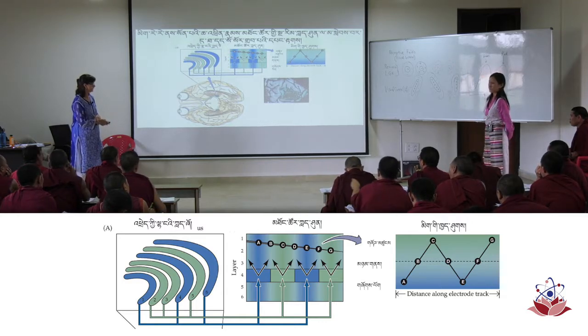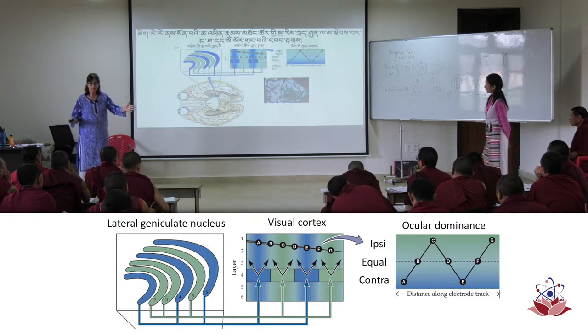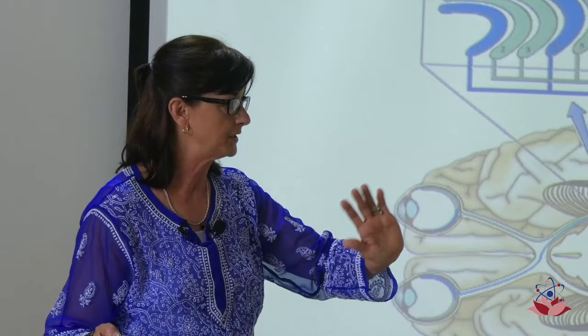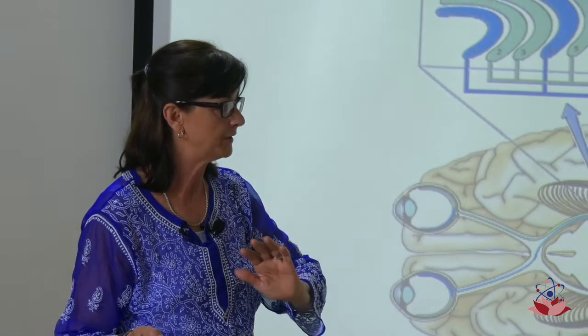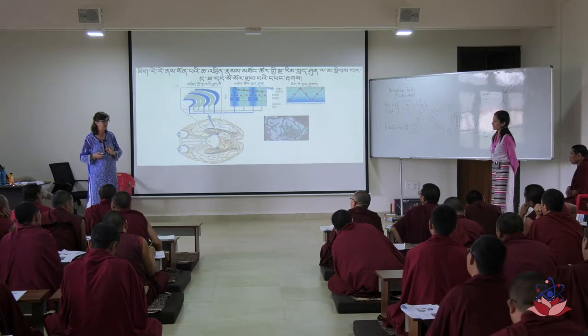And so I could do the same experiment with the first 3 rows of monks that I did for orientation selectivity, but now I could ask, do you respond to visual stimulation of the right eye or the left eye?